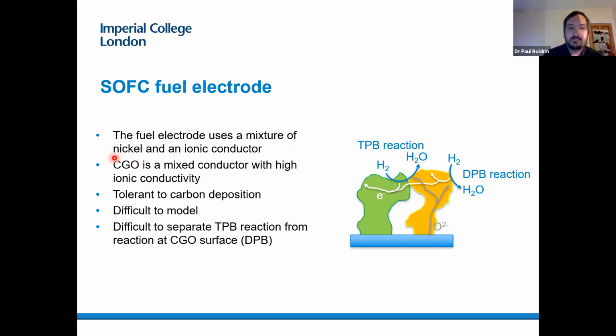One of the materials that's in development for commercial use, not so new anymore, is CGO, cerium gadolinium oxide, and that's actually a mixed conductor. It has very high ionic conductivity, but it does also have some electronic conductivity. What that means is that the reaction can actually take place away from the triple phase boundary. But because the electronic conductivity is quite limited, we don't actually know how far away from the triple phase boundary that can occur, and it's difficult to separate the two different reactions to get an idea about that, and it's difficult to model as well.